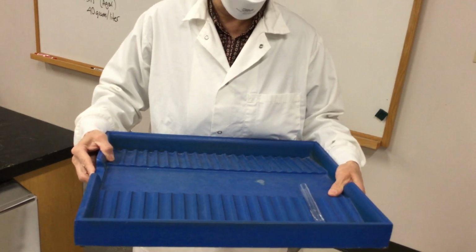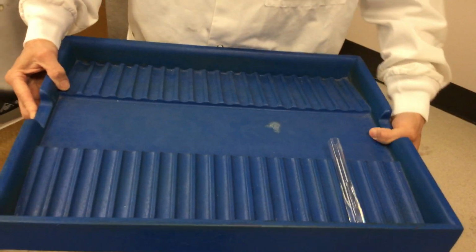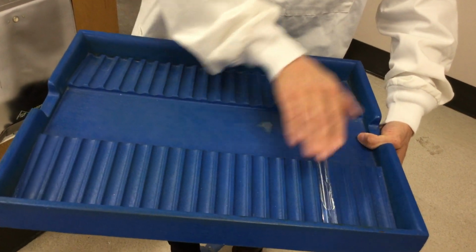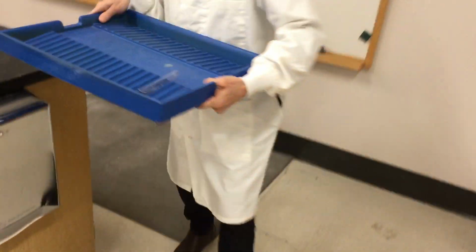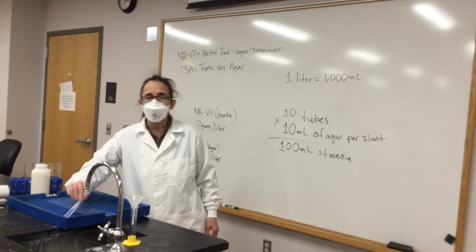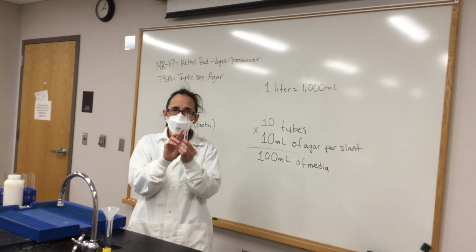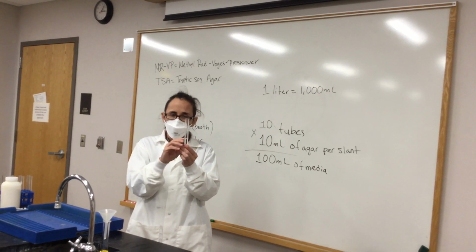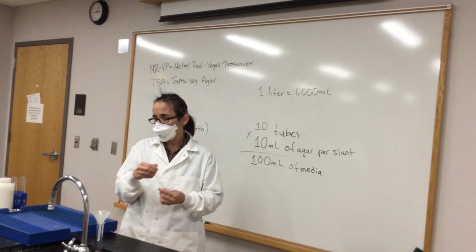So if you see, here it shows you how much surface area we're going to have to grow bacteria like this in a zigzag. So that's what we're trying to do. And I already calculated that it is good to have 10 milliliters of agar added into these test tubes before it solidifies.